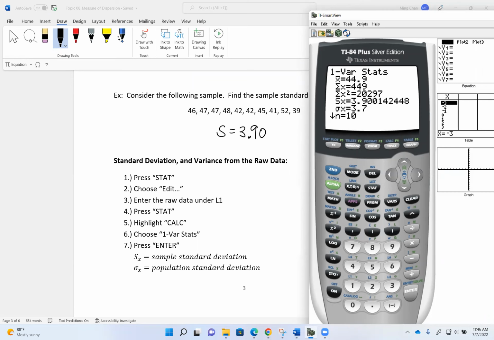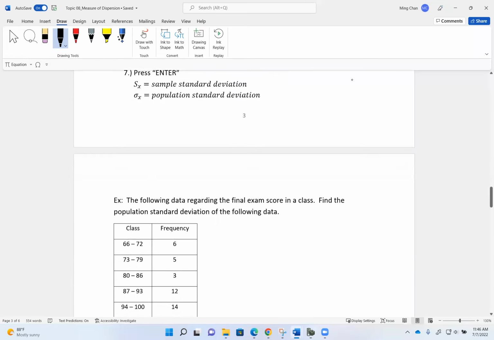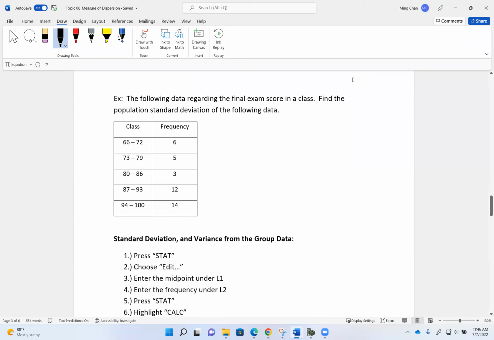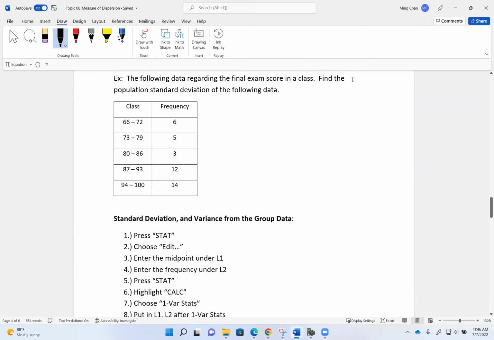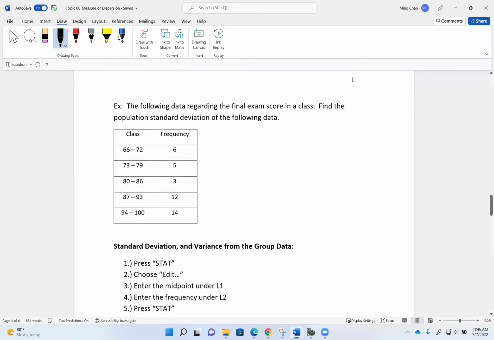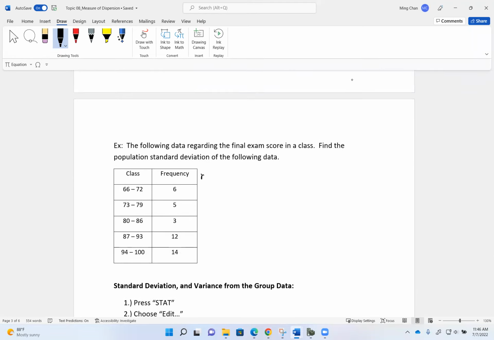All right, let's do the same thing, but using grouped data. The following data is grouped data, final exam scores in a class. When we're dealing with grouped data in the calculator, under L1 we have to type in the midpoints. So let's find the midpoints. Before you find the midpoint, find the class width first. It makes it easier.